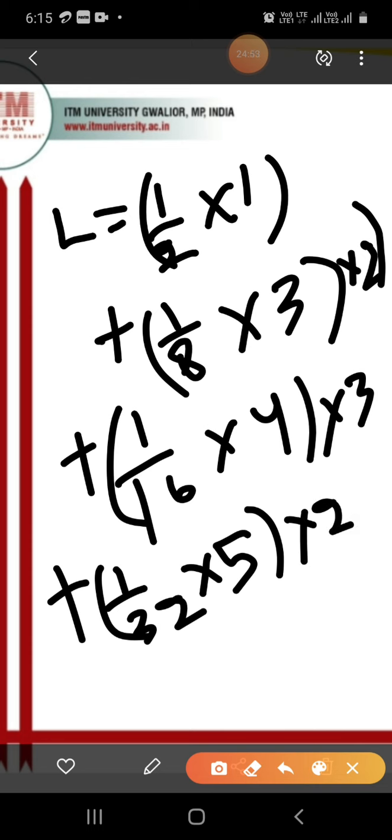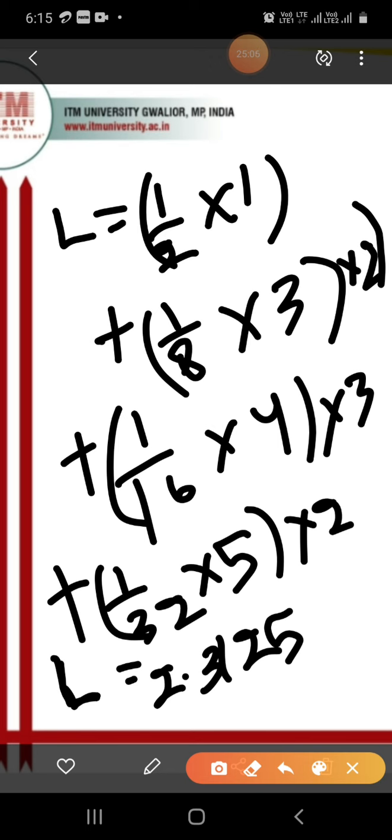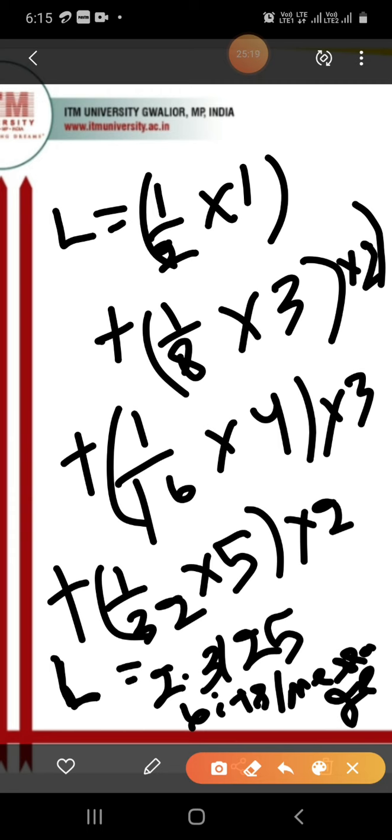So the length will be 2.3125 bits per message. Here we have calculated L as per our example as 2.3125 bits per message.